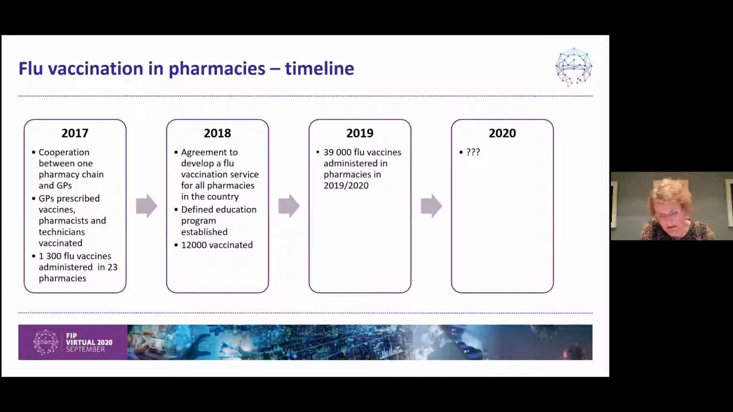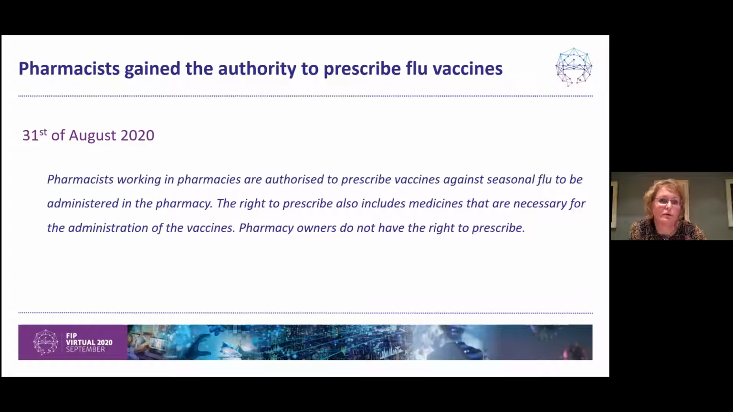And what will then happen this year? We have had some very positive news in our country, and you will see on the next slide that in August this year, the 31st of August, pharmacists gained the authority to prescribe flu vaccine. So now we are in a new situation. People in the country don't need to go to the doctor to get the vaccine. They can go directly to a pharmacy and both get the prescription as well as get the vaccine administered.